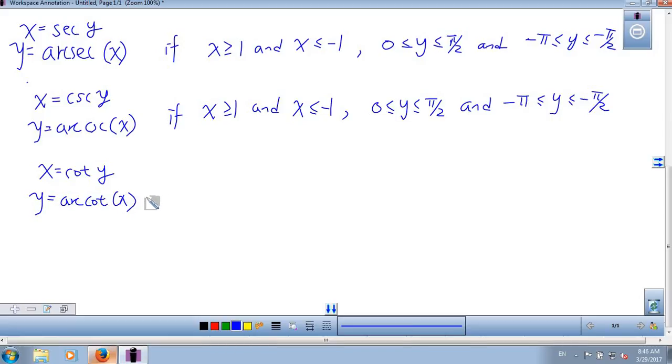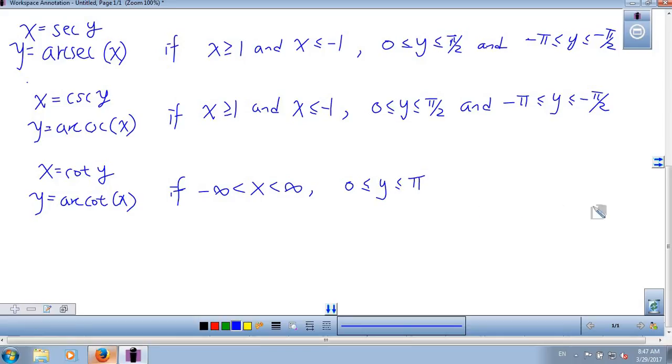Now cotangent follows the tangent. So the input will be negative infinity less than x less than positive infinity, and then the y values, take a look, will be between 0 and pi. So our arccotangent actually follows cosine here.